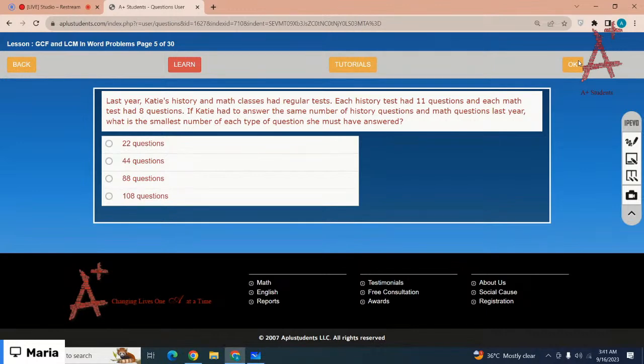You have to find the smallest number, right? That means you have to calculate the least common multiple. And the least common multiple is 88, right? No, 11 is just a prime number. So 11 times 8 is 88. So the correct option is 88, right?